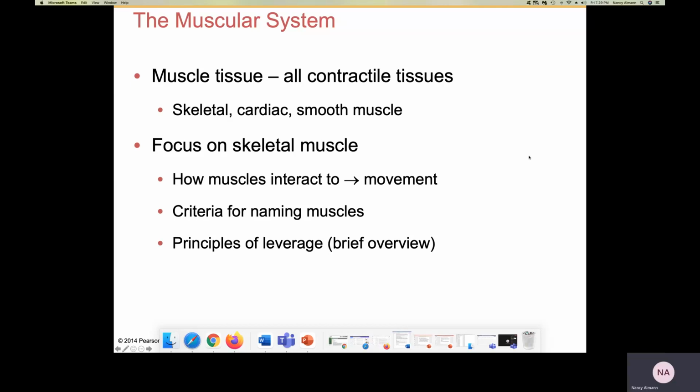In this section, we're going to talk about the criteria for naming muscles, and in the next session, we're going to have a very, very brief overview of the principles of leverage and what type of lever you absolutely positively need to know about. After that, we'll tackle the actual named structures of muscles.